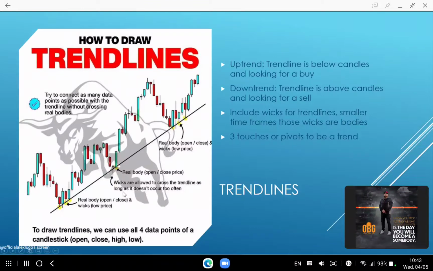I'll show you again, once we get on the live charts. Okay, and then I personally like to use the candle wicks. I go wick to wick on trend lines. I don't like to hit the bodies, the real actual bodies, because those wicks on smaller time frames are going to be bodies, and it can allow you to get spiked out.